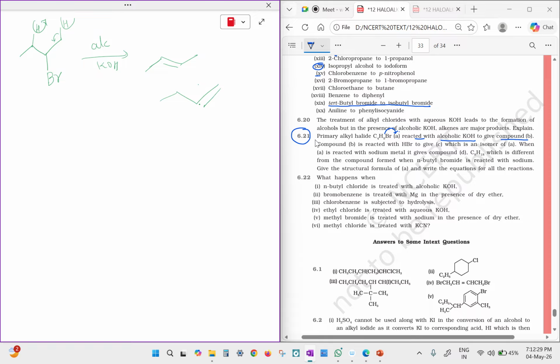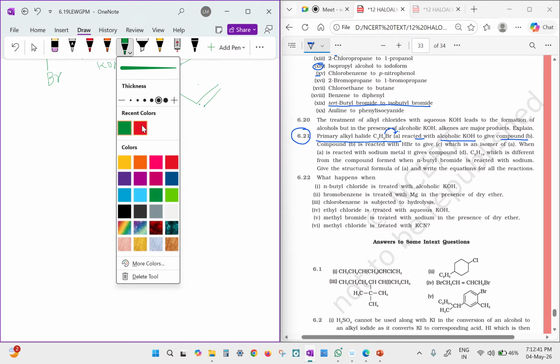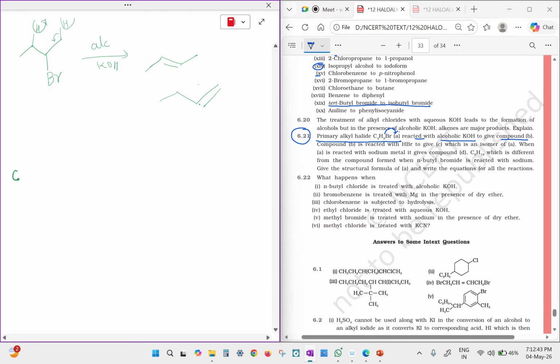See, as I read, I'll start making primary alkyl halide C4H9Br. So C4H9Br. Can we assume it is linear or we can't do that? No, let us see. C4H9Br is A. Fine. Okay, it is primary. So what are the two primaries that you can make from this?